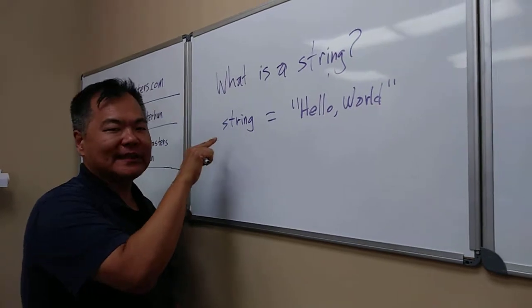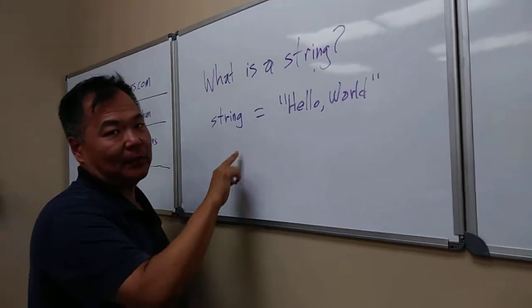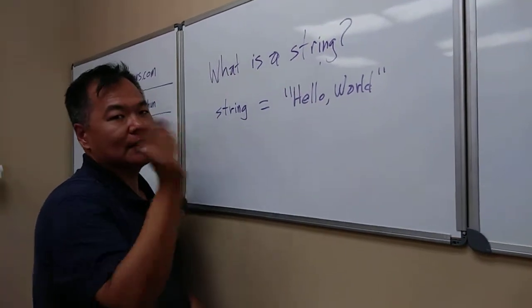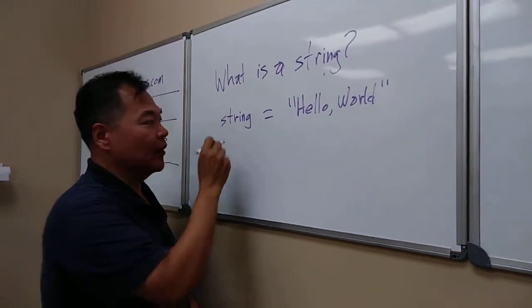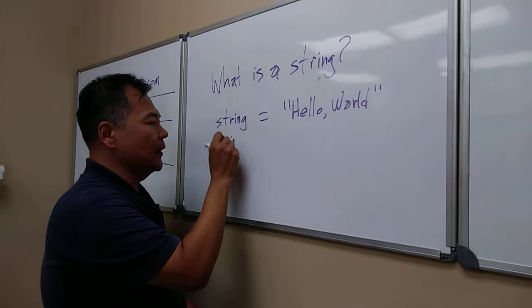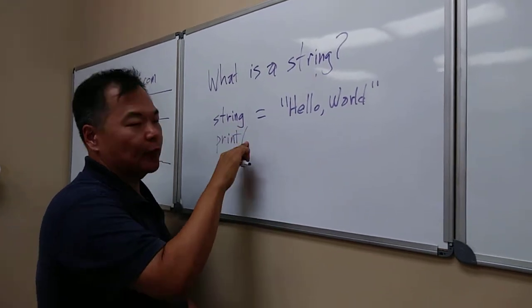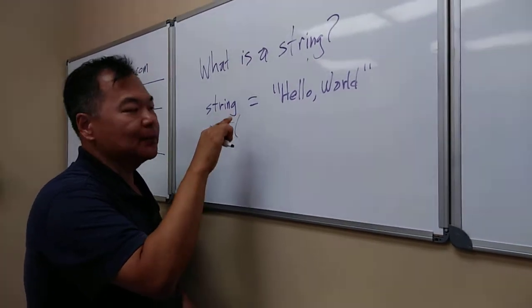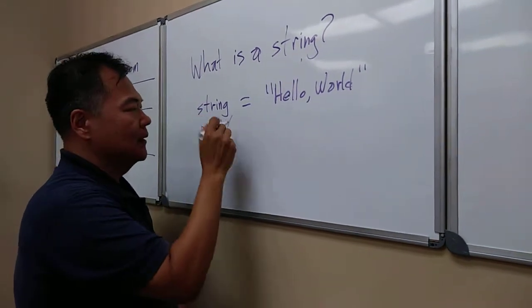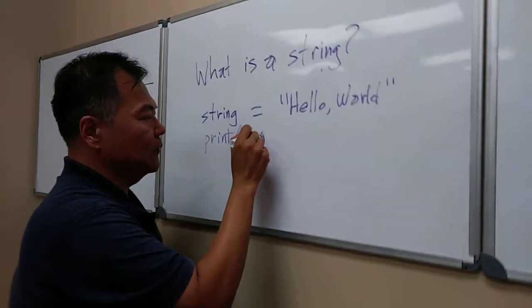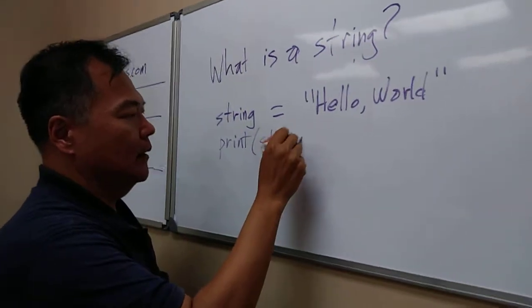Now, how do you see this? Because this is inside the computer, you cannot see that, right? So we need to use the print function so we can see what's inside this string variable. And then what do we put in here? We need to put in the name of the variable, okay? So we need to put in string, which is the name of the variable here.